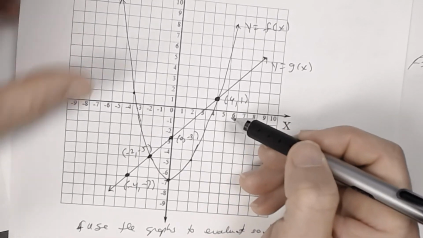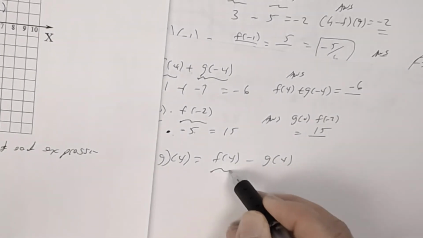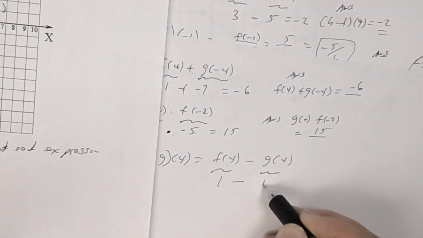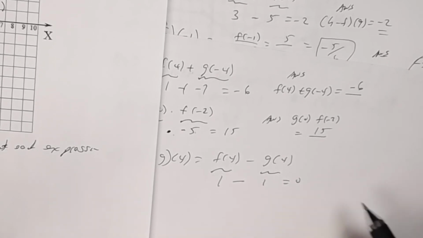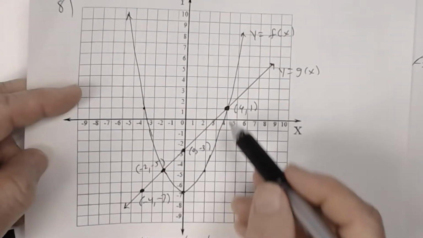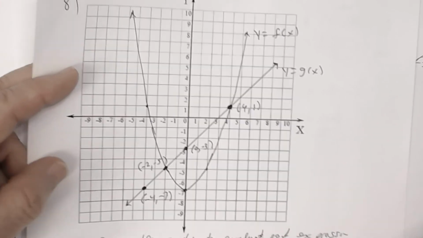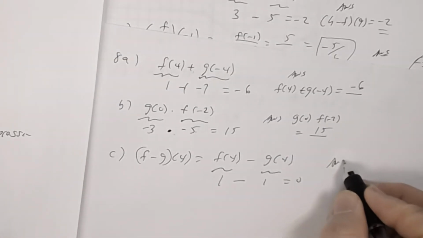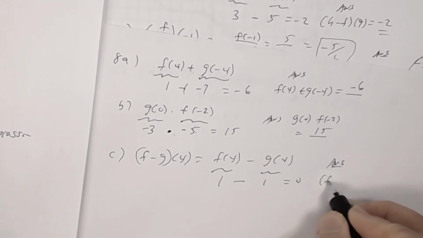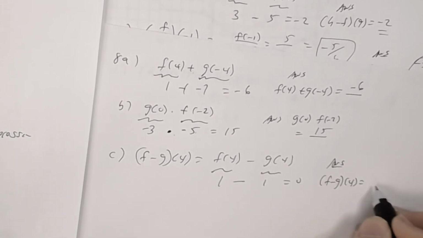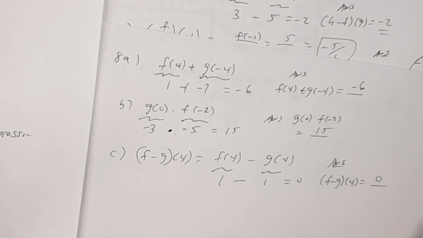So that means f of 4 is 1. g of 4 is 1. You're subtracting them, you get 0. So the y values are the same. So if I subtract them, 1 minus 1, 0. Right? So your answer, then you're going to say this. f minus g at 4 equals blank. You're going to say 0.